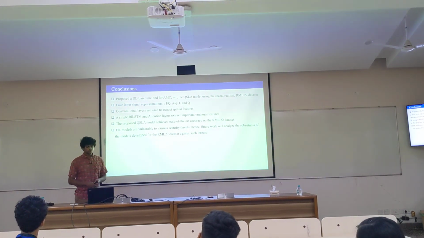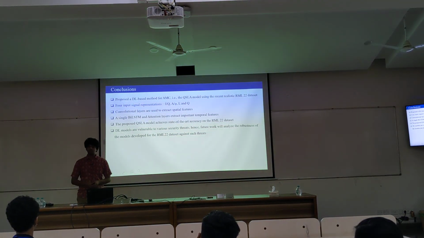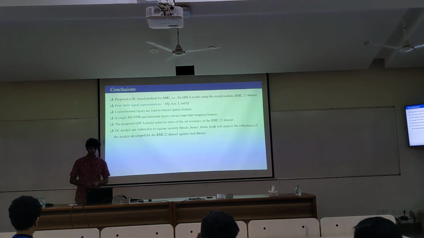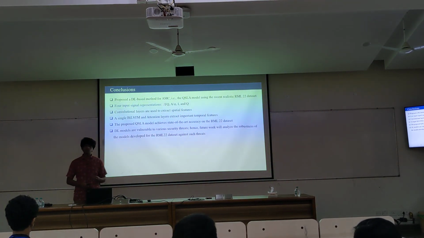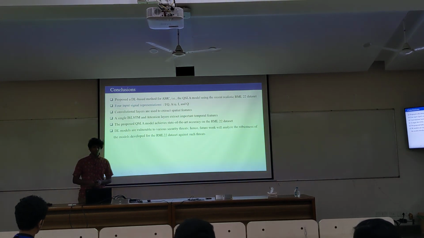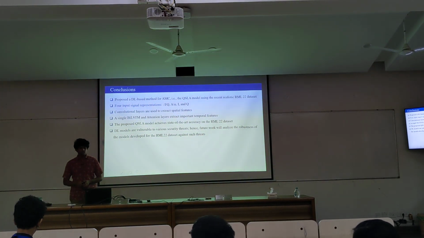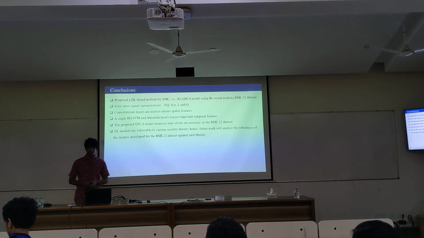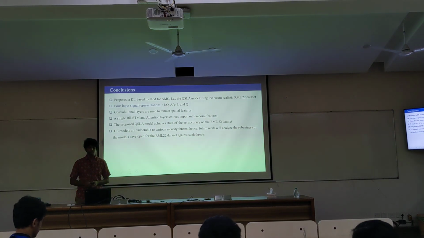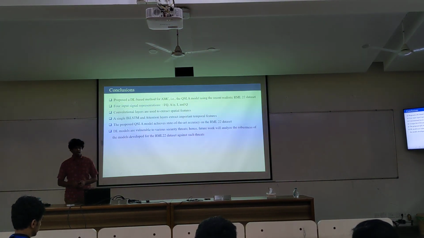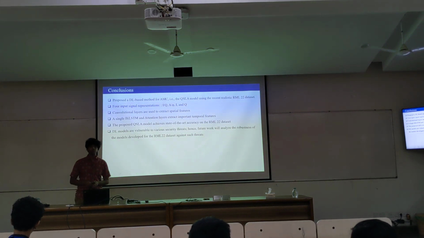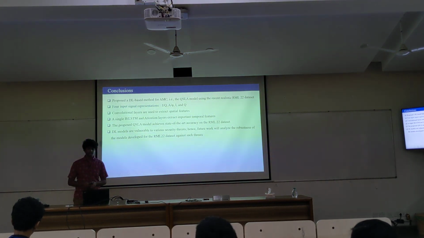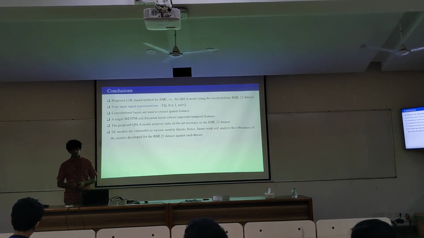To conclude, we have proposed a deep learning model for AMC, which we call QSLA, and it uses the realistic RML22 dataset. We are using 4 input streams: I, Q, A, and phi. We are using convolutional layers to extract spatial features. We are using a single BiLSTM layer and an attention layer to capture the temporal features of the data. The proposed QSLA model achieves state-of-the-art accuracy on the RML22 dataset.